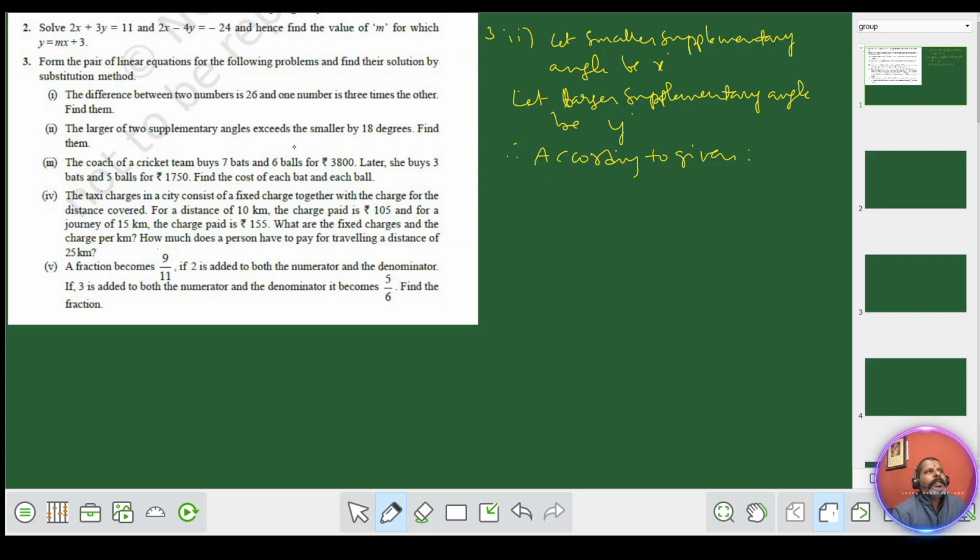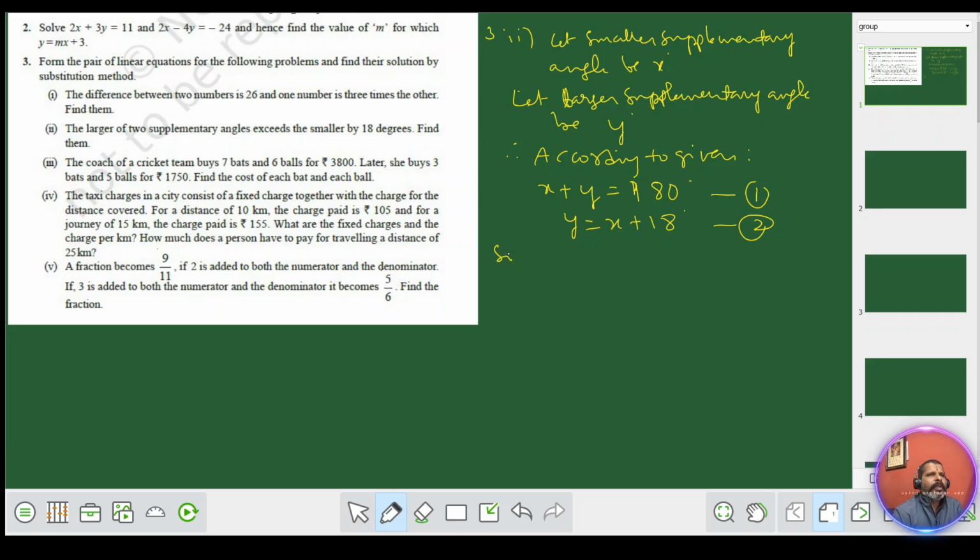Since they are told supplementary angles, right? The first equation we easily get. What is the first equation? Supplementary angle means the sum of the angles will be 180 degrees. First equation, though it is not given in the problem, we know that supplementary angle means the sum of two angles is 180 degrees. Now for the second equation, you have to read the word problem. The larger of two angles here exceeds the smaller by 18 degrees. You can take anything here. The larger is, I'll say, y equal to x plus 18 degrees.